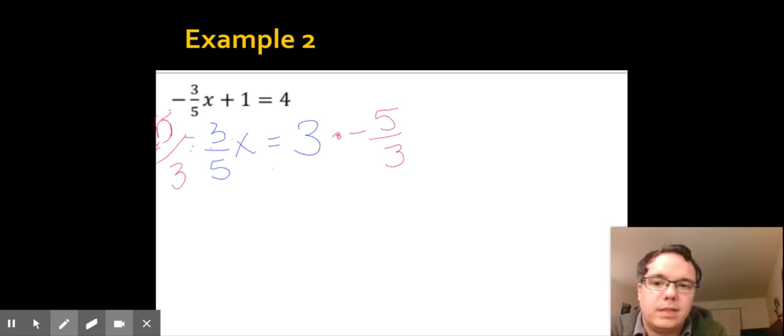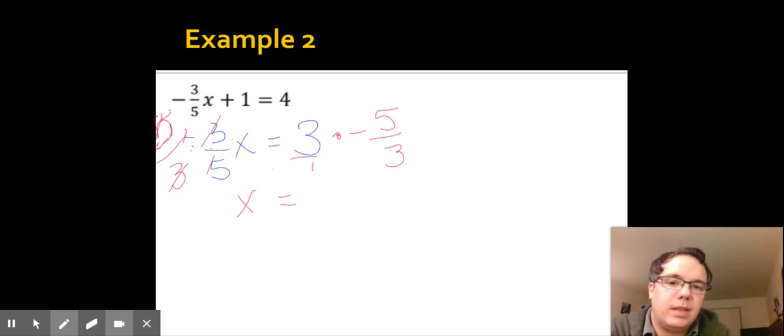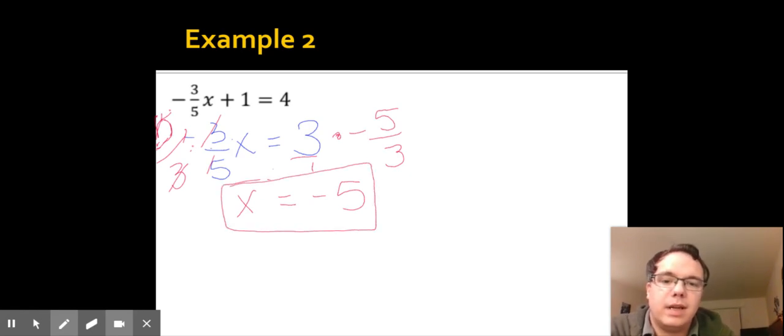negative 3/5. So the negatives cancel out, our 5s cancel out, our 3s cancel out, and that leaves us with just an x, which is what we want. And if I take 3 times a negative 5/3, it's 3 over 1 times negative 5/3. My 3s cancel out, and I'm left with negative 5. So I have a positive variable equal to a value. That is my solution. X equals negative 5 is the one value that makes this equation true.